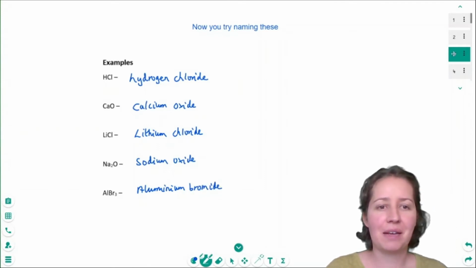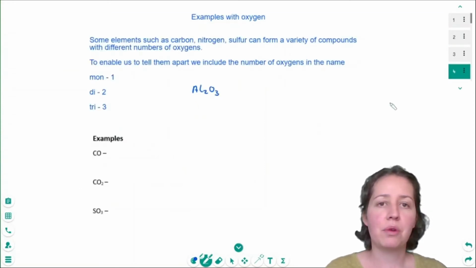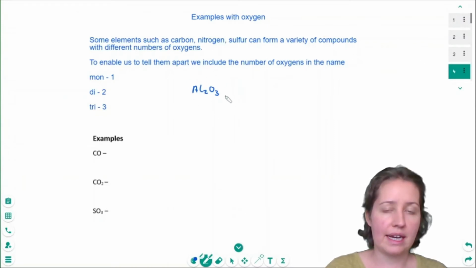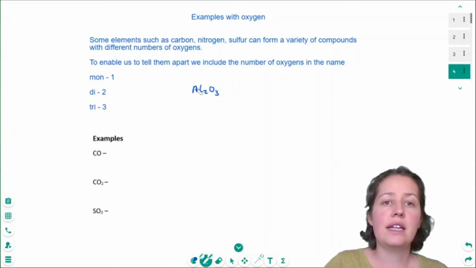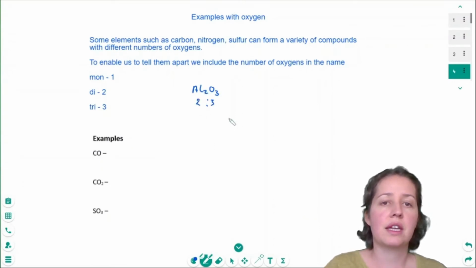Okay, so now you can name compounds containing two elements. However, things can get a bit more complicated with oxygen. Now, previously we looked at aluminium oxide, Al2O3. Here there is only one option for how many oxygens come combined with those aluminiums, and they always come in a ratio of 2 aluminiums to 3 oxygens. So we don't need to include anything special in the name.